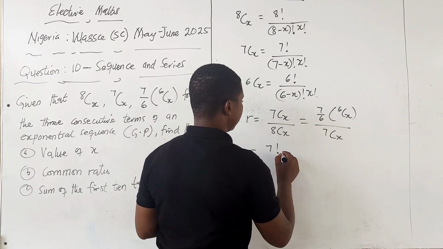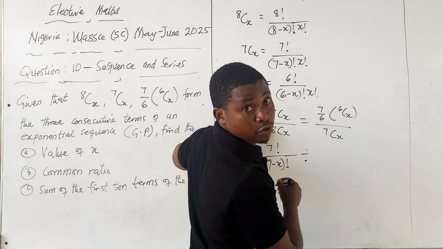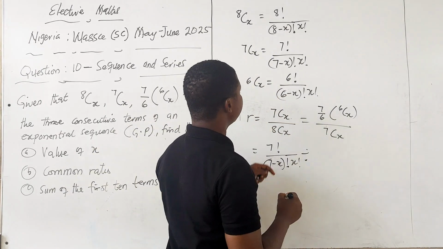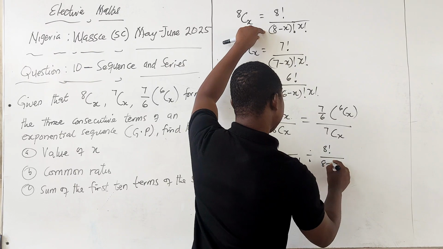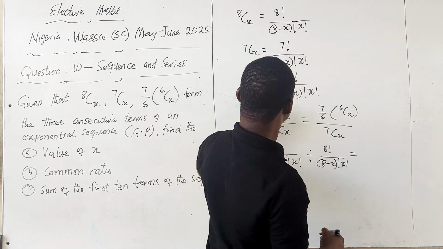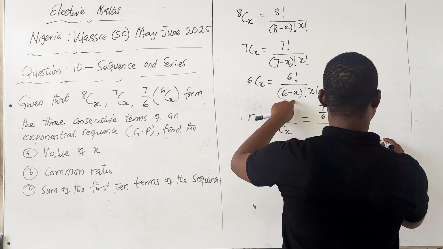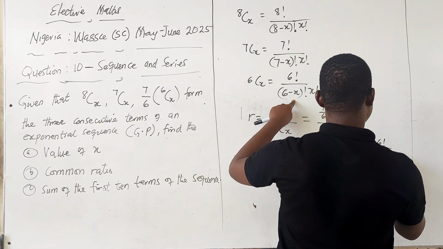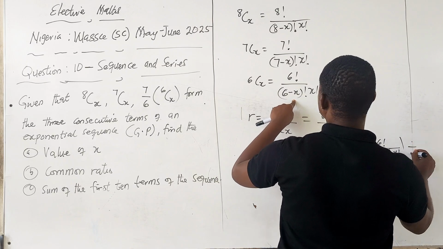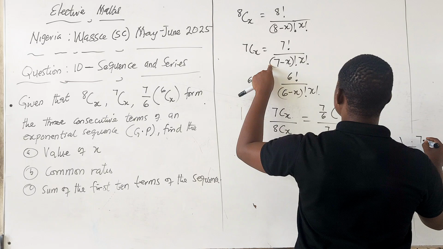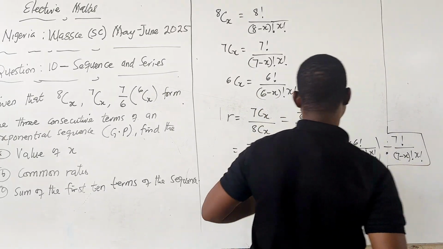So we can have 7 factorial over 7 minus x factorial, x factorial, divided by 8 factorial over 8 minus x factorial, x factorial, and it should be equal to 7 over 6 into bracket 6 factorial over 6 minus x factorial, x factorial, divided by 7 factorial over 7 minus x factorial, x factorial. So that is how it will go.